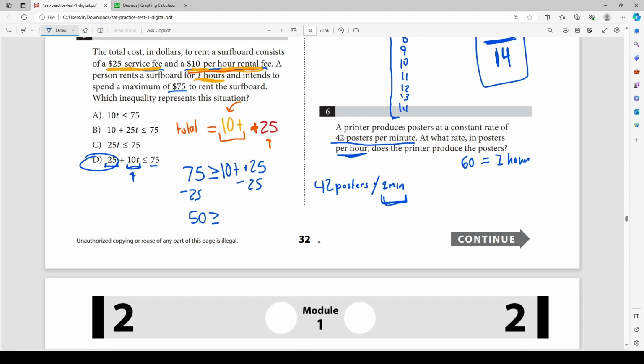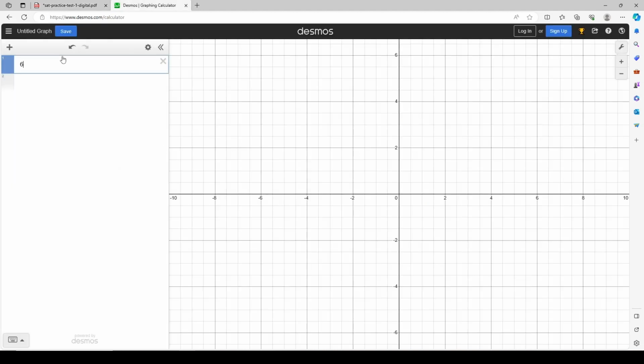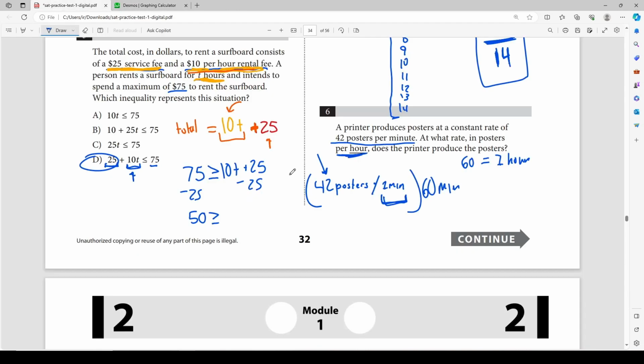So, if we do 42 of these in 1 minute, how many do we do in 60 minutes, or 1 hour? Just multiply this whole thing by 60, right? And if we multiply this by 60, our answer is going to have to be 60 times 42, which is 2,520 posters. If we produce 42 posters in 1 minute, we will produce 42 times 60 posters in 1 hour.